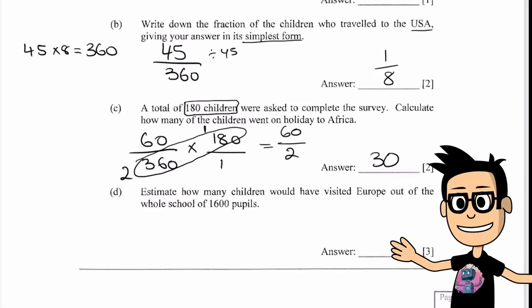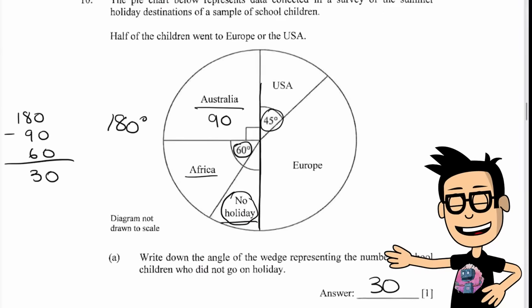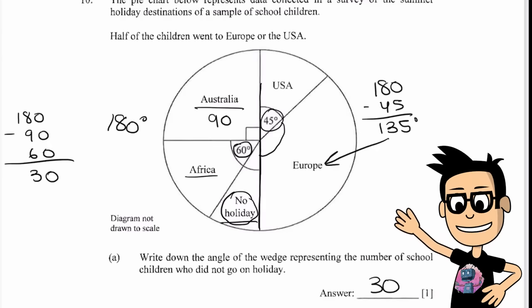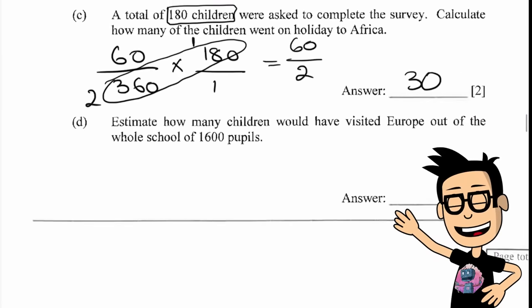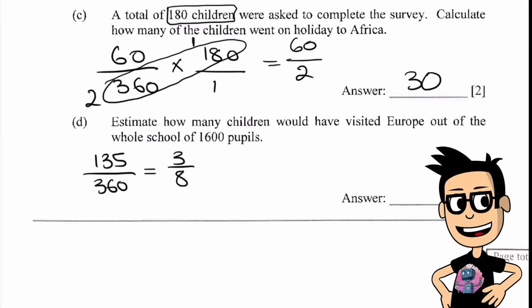Estimate how many children would have visited Europe out of the whole school of 1,600 pupils. So now we're looking at Europe. We now need to calculate Europe here. And the way I'll do that is by simply having 180 minus 45, which gives me 135 degrees. That being said, we now will have 135 over 360. And again, if we simplify this, this will give us 3 over 8. So now we know that we need to get 3 over 8 as a fraction of 1,600.